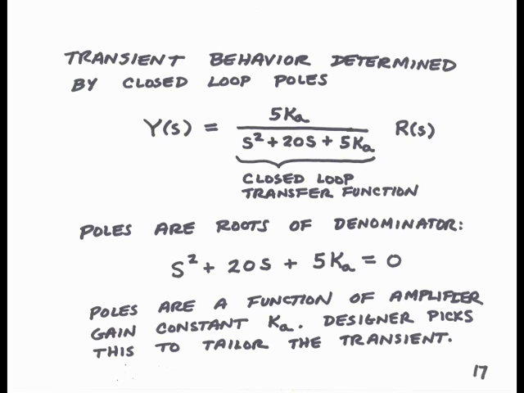The poles of the closed-loop system are, of course, the roots of the closed-loop system's denominator polynomial, and that was s squared plus 20s plus 5ka. So you see the poles are going to be a function of the parameter ka, which we get to pick. And by picking this parameter, we can influence where the poles are and therefore influence the closed-loop system's behavior. That is, what the transient looks like. Does it happen quickly? Does it oscillate? These are things that are determined by our choice of ka.